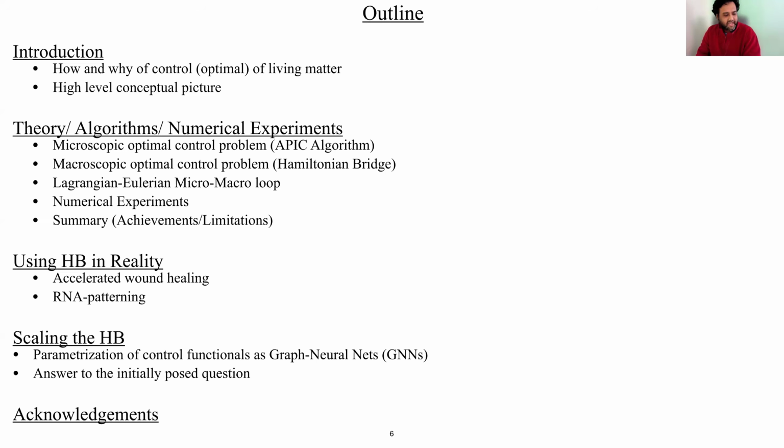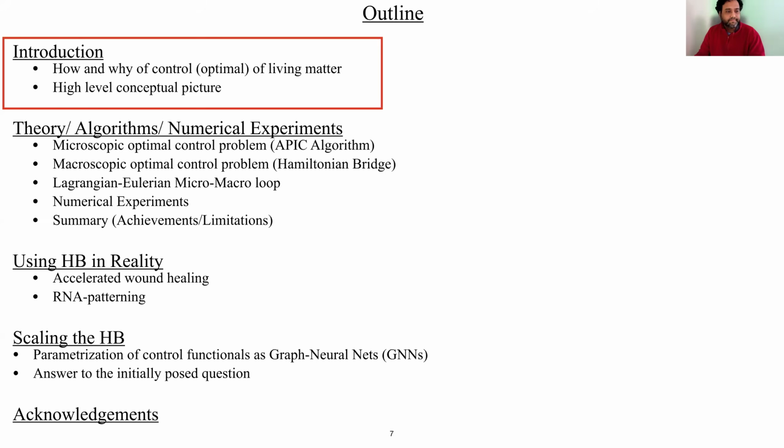And then I'll try to tell you why this is: if you scale the Hamiltonian bridges, you can, in principle, embody these experiments, which can be automated in some sense. I'll also tell you some recent work that I'm trying to do on how you can parameterize these functionals as graph neural nets. So basically, this is going to be a combination of physics experiments and AI all in one framework.